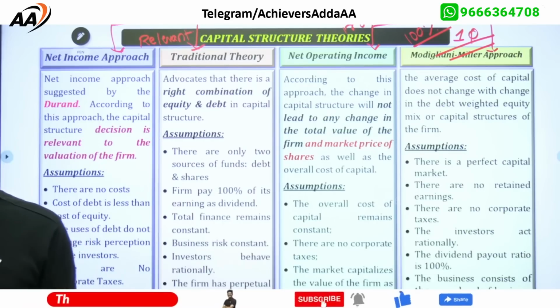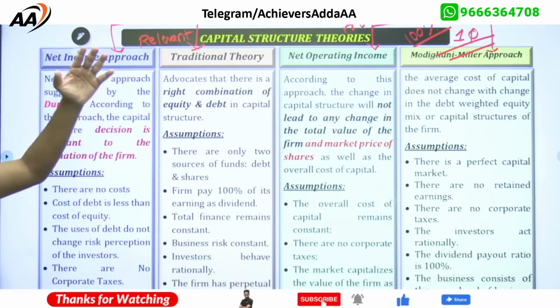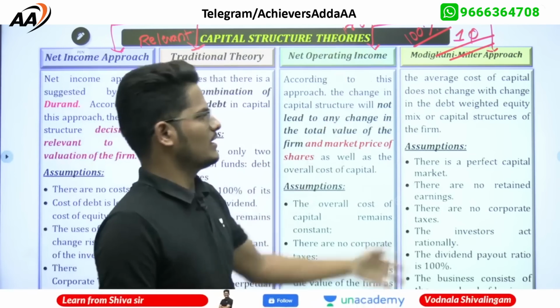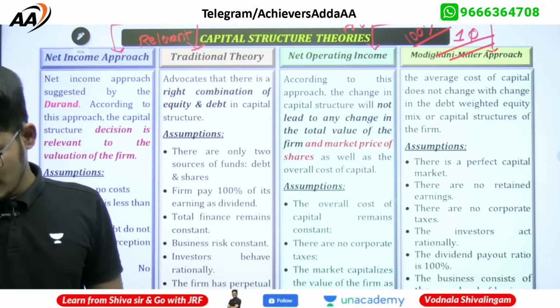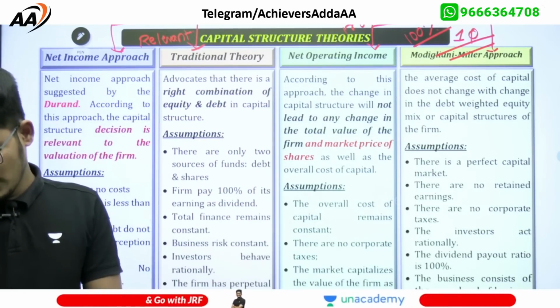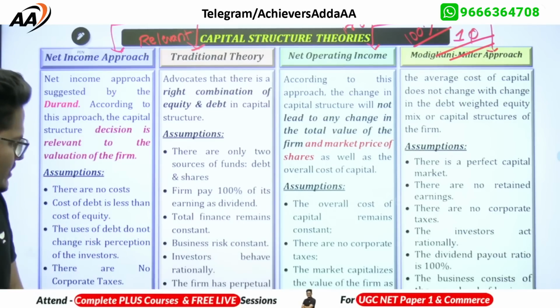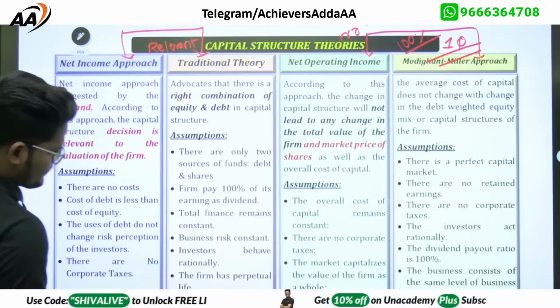Alright. Now, what is the net income approach? What are its assumptions? What is the traditional assumption, the net operating income assumption, the Modigliani-Miller assumption? If you can simply understand the assumptions, then it will be easy for you to deal with the questions in the exam, because they hit the questions directly from the assumptions only.